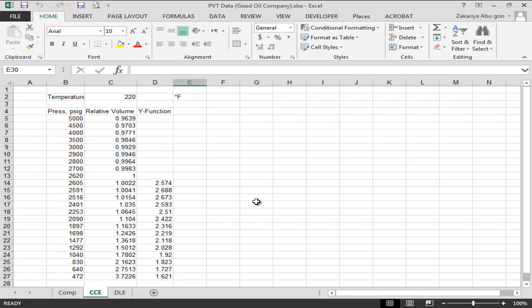Can you just open the Excel sheet where we have CCE data, and we will try to calculate the Y function. Does everyone have this one? If someone needs a copy, we have it.